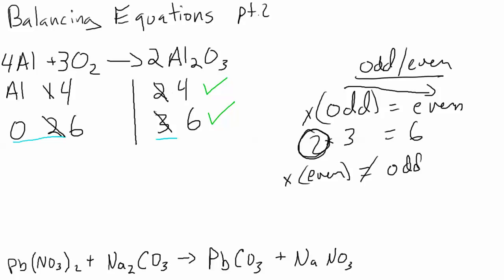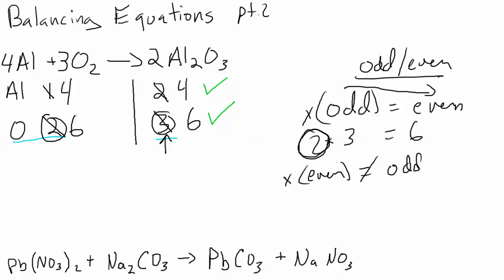So the rule, I guess, if you wanted to call it a rule, whenever you have an odd even situation, is before you're going to be able to balance that equation, you have to change the odd number into an even number, and then you'll be able to balance the equation after that. So that's the odd even situation.